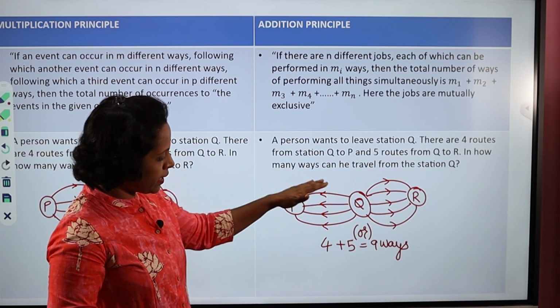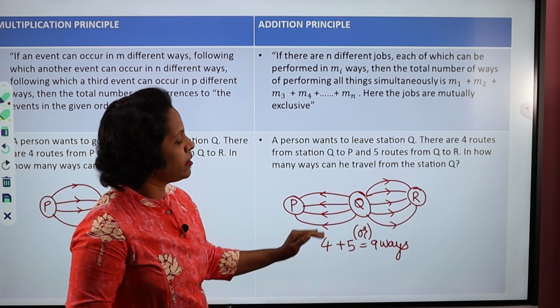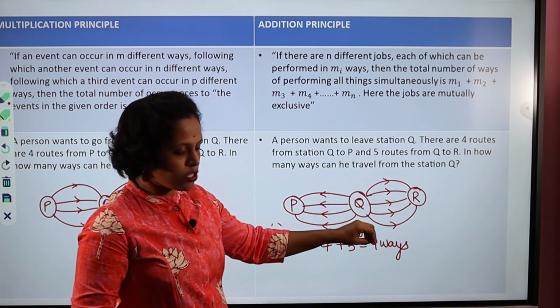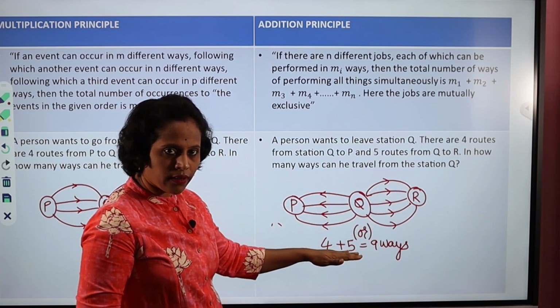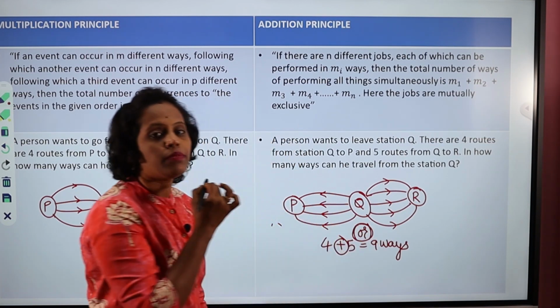So Q to P, he has 4 choices. So he can select any one from that. And from Q to R, he has 5 choices. He can select any one. Because the keyword is or, we are going with addition principle.